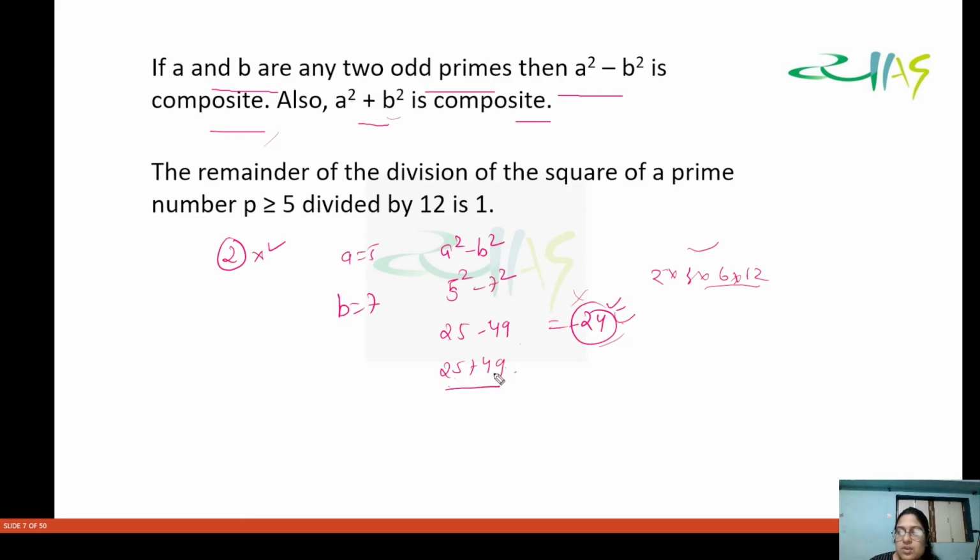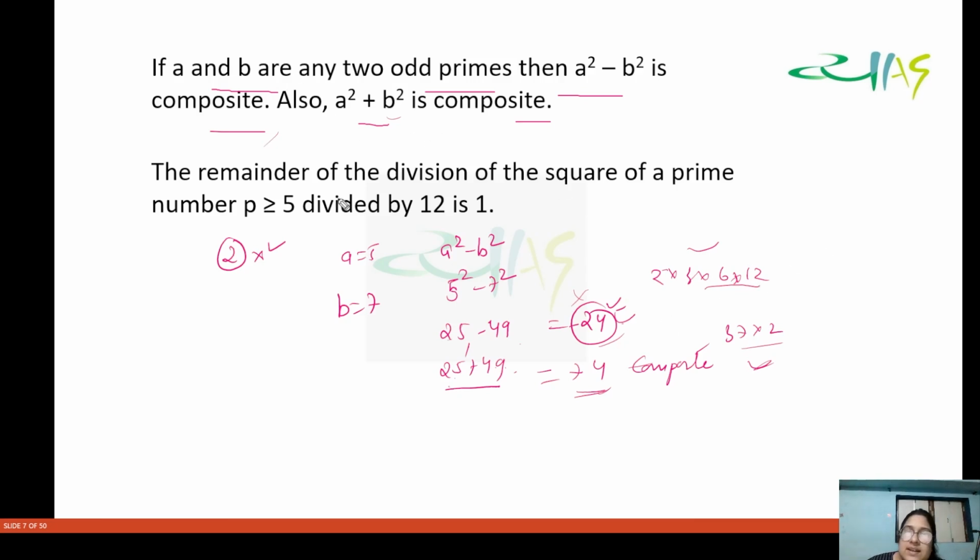You will get what? This will become 4, this will become what? 6 plus 7, 74. We definitely know 74 is a composite number. Okay, so this is what? 37 into 2. So this is also a composite number. So I hope everybody is clear with this thing.